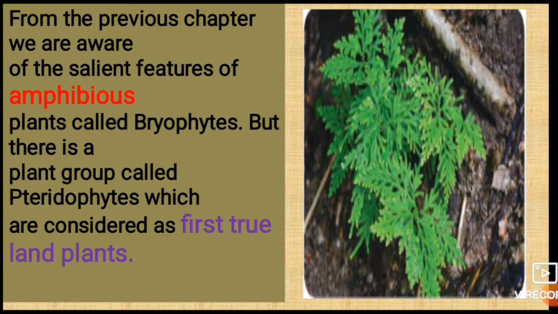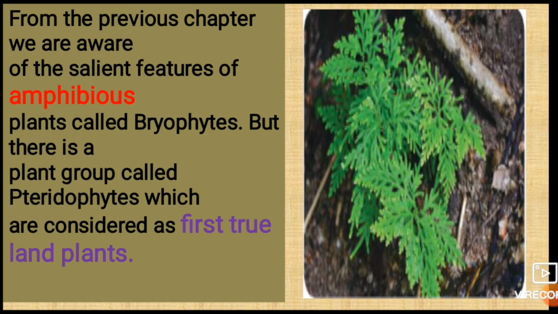But there is a plant group called Pteridophytes, which are considered the first true land plants in the world. The Pteridophyte group of plants is commonly called vascular cryptogams. Listen: Bryophytes are commonly called non-vascular cryptogams, but the Pteridophyte group is commonly called vascular cryptogams. Pteridophytes are the group of plants that have vascular tissue, the arrangement of xylem and phloem.